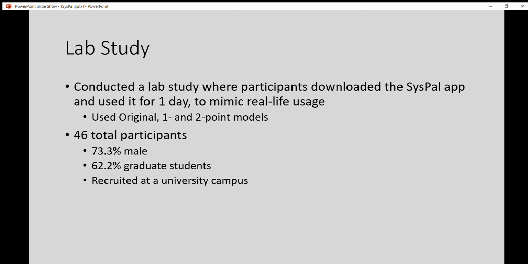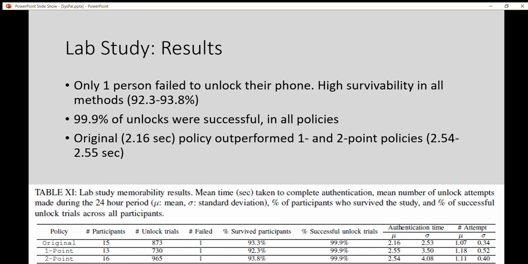The second study was a lab study, which was a smaller study with only 46 total participants recruited at a university campus. This study was designed to show the typical usage, where each participant downloaded a SysPal app and had to use it for 24 hours to mimic real life usage. This focused on the original, 1 point, and 2 point models only. In the results of the study, there was only one person who failed to unlock their phone.